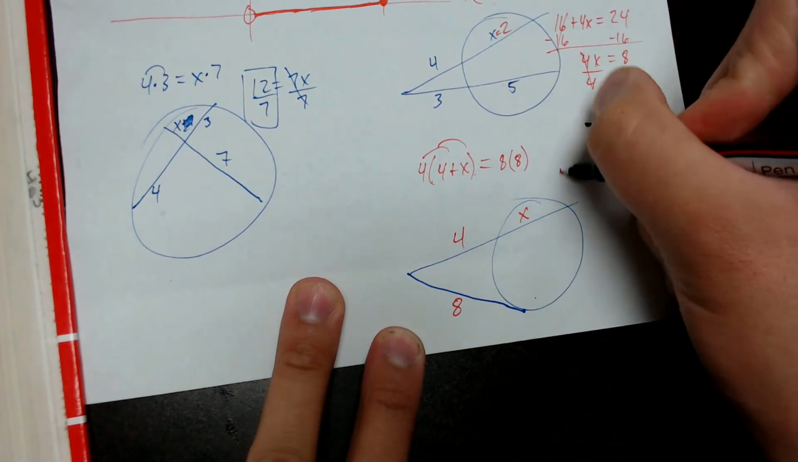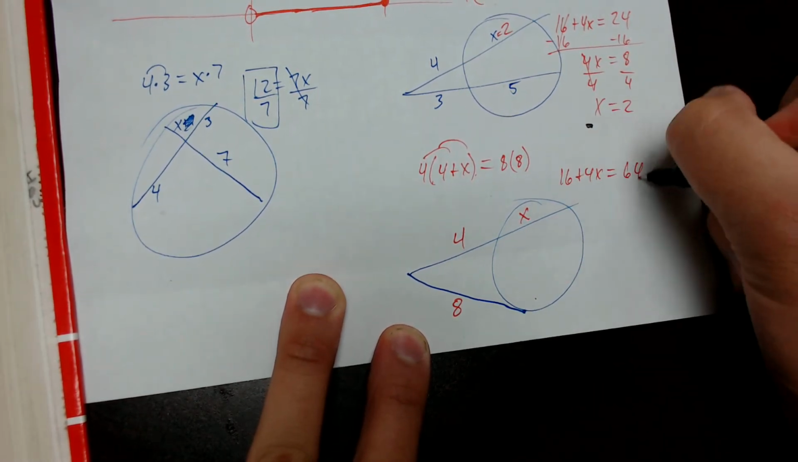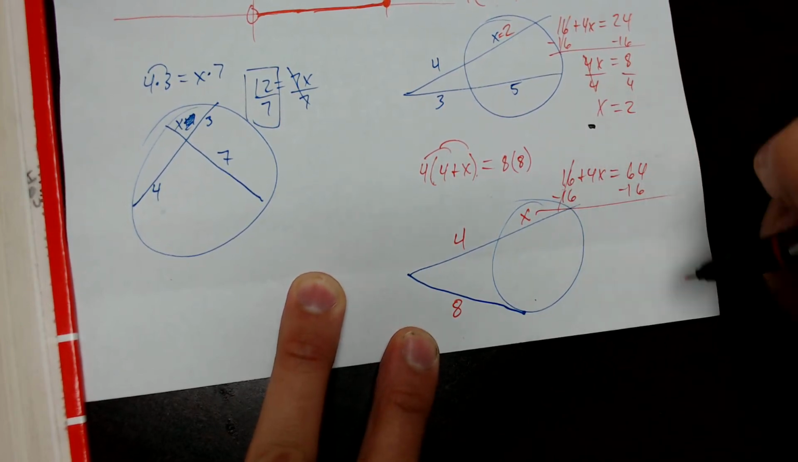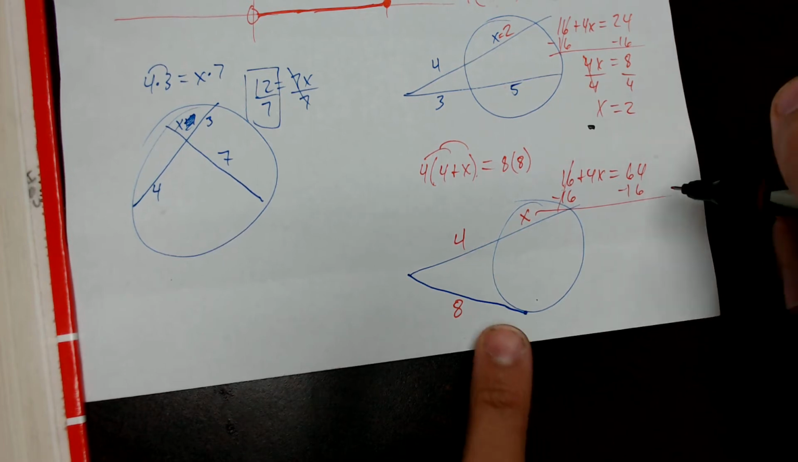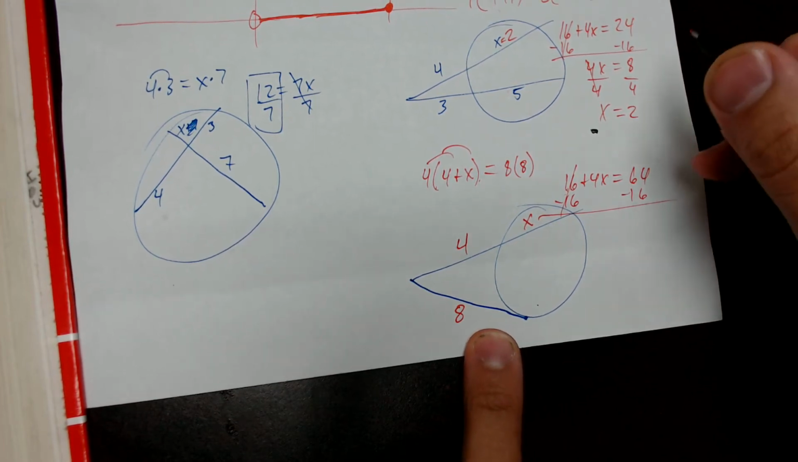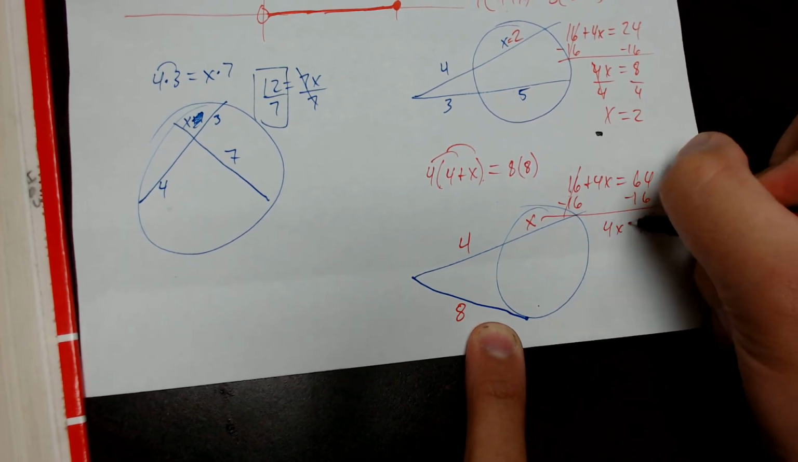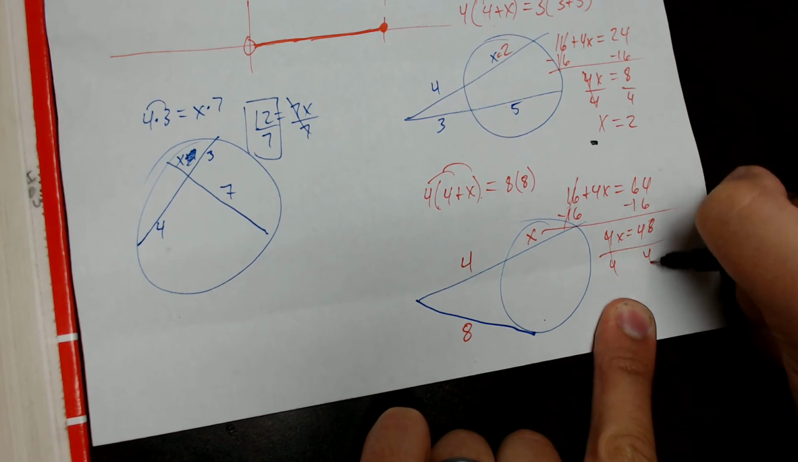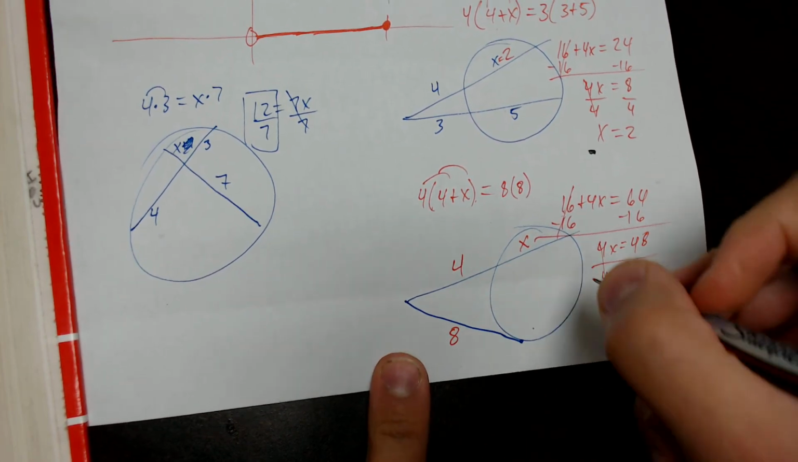We end up getting 16 plus 4x equals 64. Subtract 16 from each side. 64 minus 16 is, I'm having a tough one on this. Let's see here, 48. It is 48. We have 4x equals 48. Divide each side by 4, and then we get x is equal to 12. So in this case, x is 12.